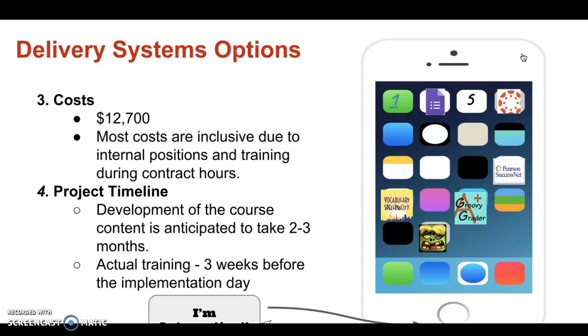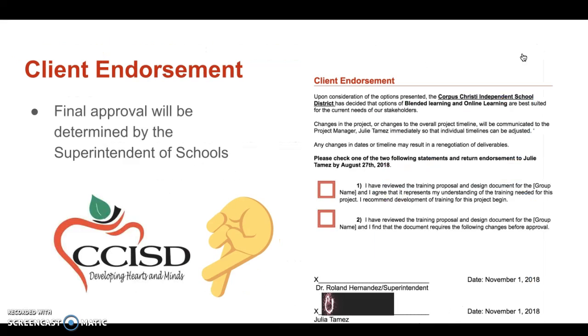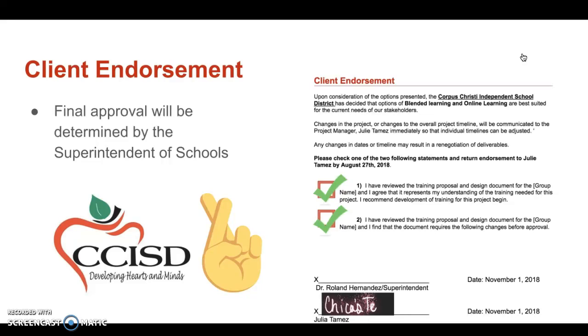The entire design and analysis, the entire ADDIE process, should take 2 to 3 months, with the actual training for the teachers to take place 3 weeks before full implementation. We're hoping that the final approval will come from the superintendent of schools. And you'll notice at the top we have it set to where blended learning and online learning are the best methods of applying the training.